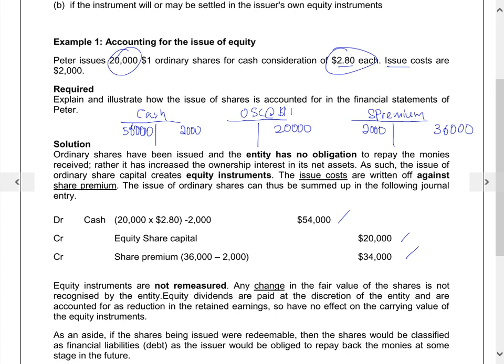So can I declare from share premium? No. Then what is the use of share premium? Basically no use. That's why we can use it to minus out our issue cost.